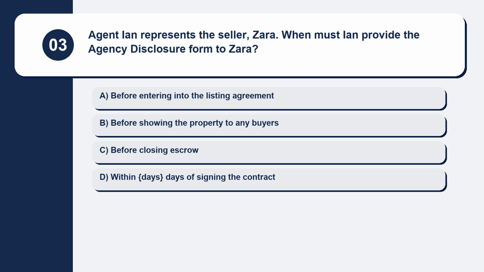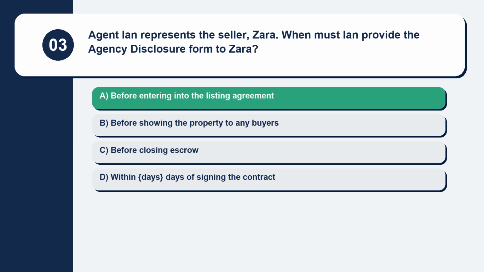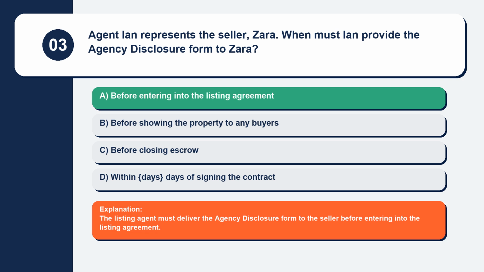Option B, before showing the property to any buyers. Option C, before closing escrow. Option D, within days of signing the contract. The correct answer is option A, before entering into the listing agreement. Explanation. The listing agent must deliver the agency disclosure form to the seller before entering into the listing agreement.